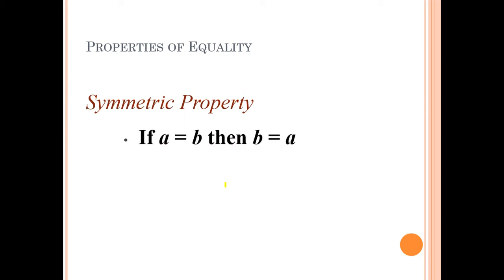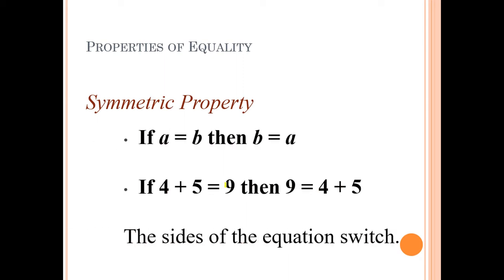The next thing we're going to go over is symmetric property. Now, it's going to be very easy to get symmetric property and reflexive property mixed up because they're pretty similar. But symmetric property is different because it's just saying that if A equals B, then B also equals A. So if I have 4 plus 5 equals 9, then I could also say 9 equals 4 plus 5. So the sides of the equation switch.